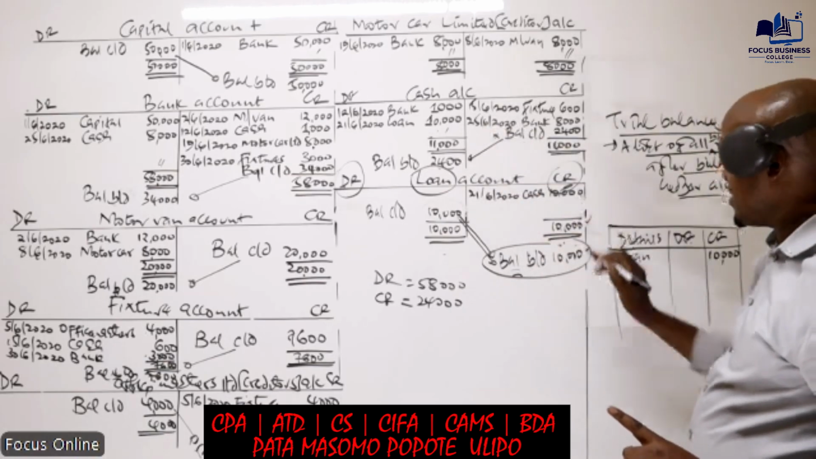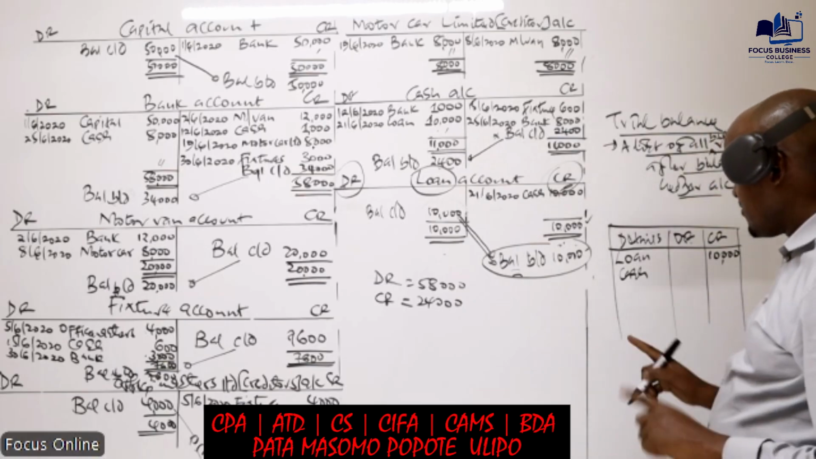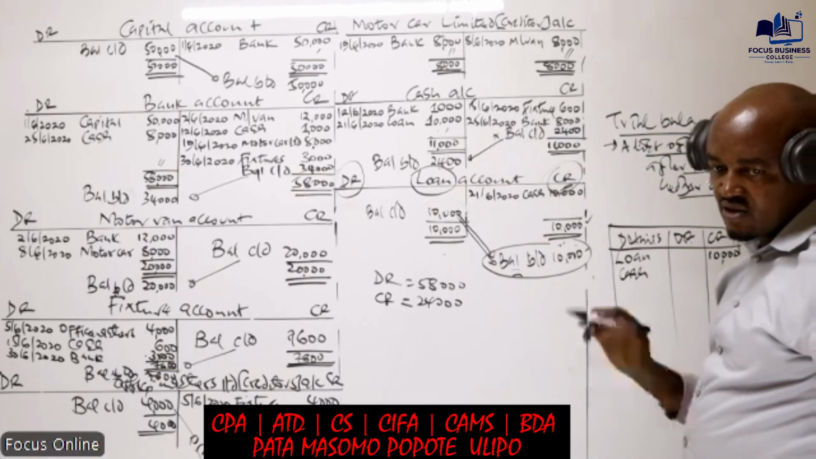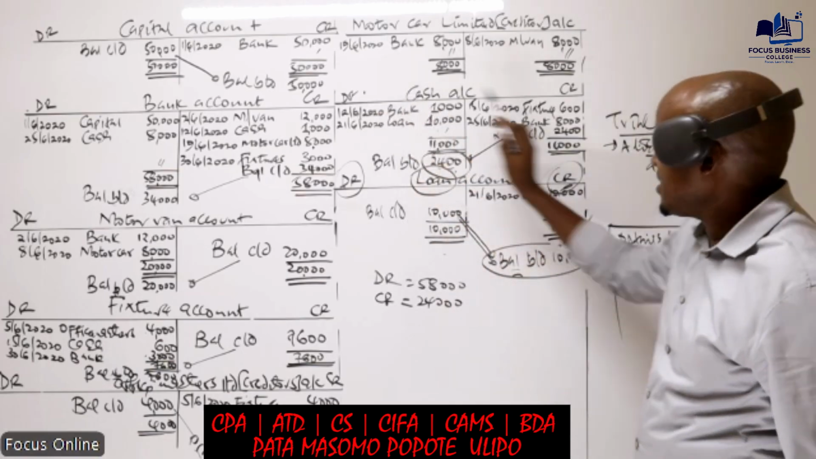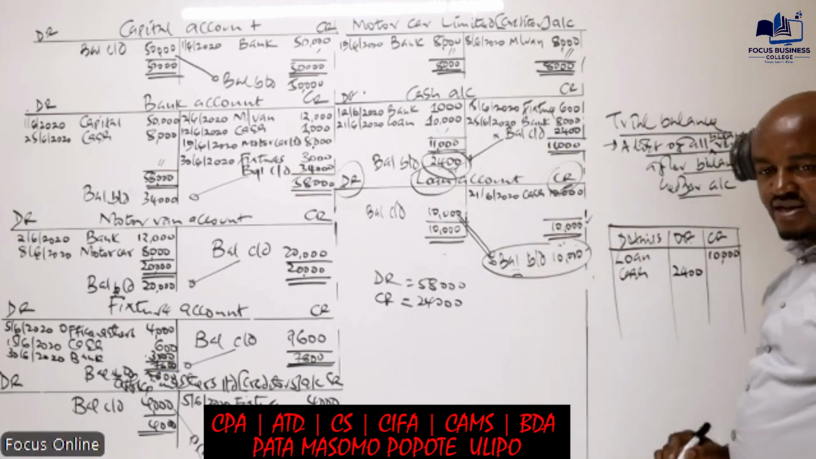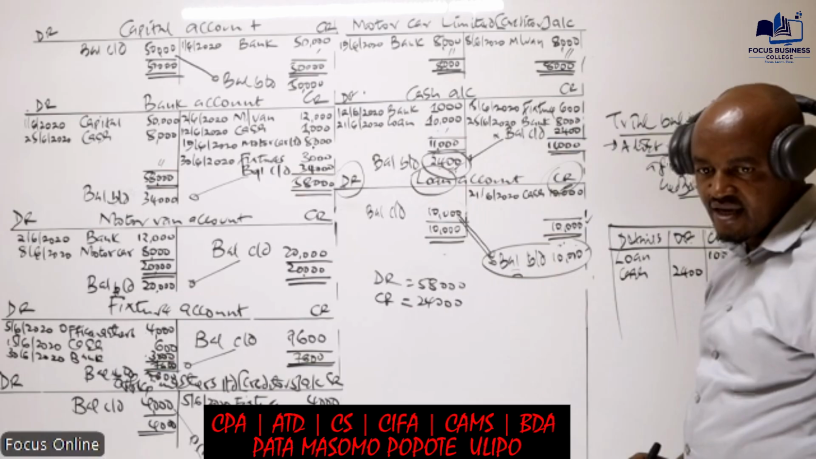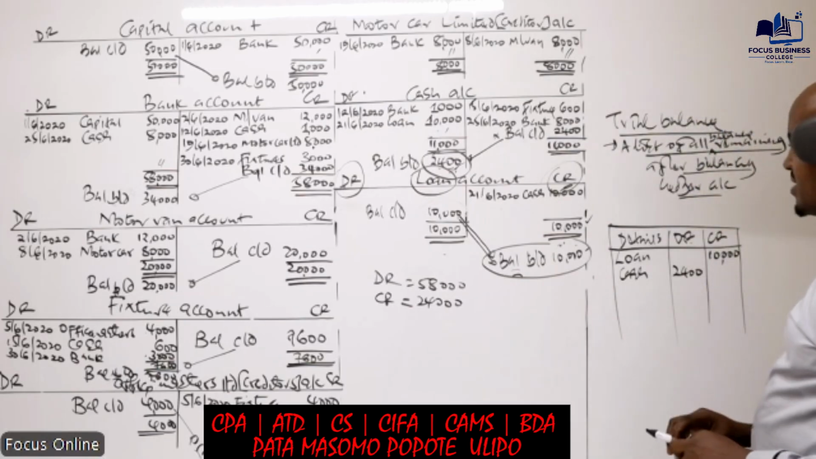What about, for example, this cash account? You write the name of the account, cash. How much balance do we have? We have a balance of 24. Is this balance a debit or a credit? It is a debit. So if it's a debit, record it there. Yes. So what I want us to do now, from this question, is to extract a trial balance.